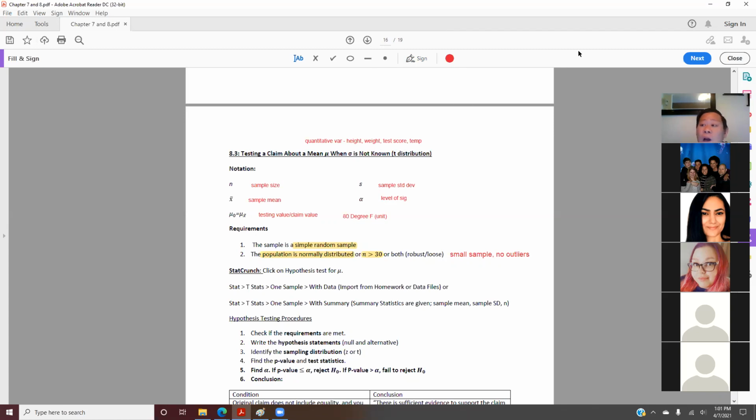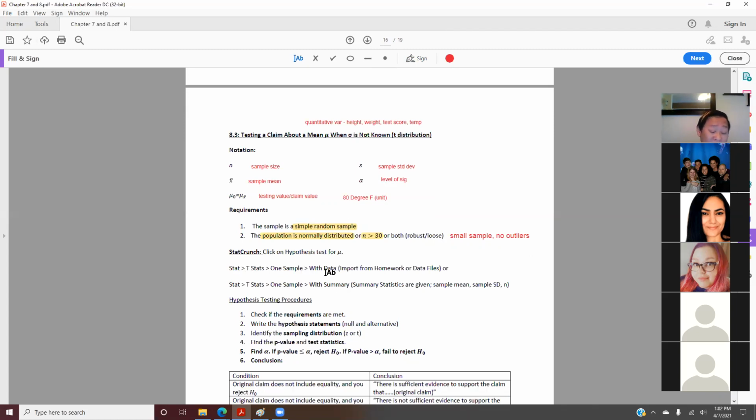For StatCrunch, we will be using this T stats, one sample, with data or with summary. It depends on your questions. If your questions have data files, or it has homework where you import the data files with a lot of numbers, then you use the first choice. The second choice you use for summary, meaning they provide you the summary statistics, they give you the mean, the standard deviation, the sample size. So you just type it in like what we just did in the previous section.